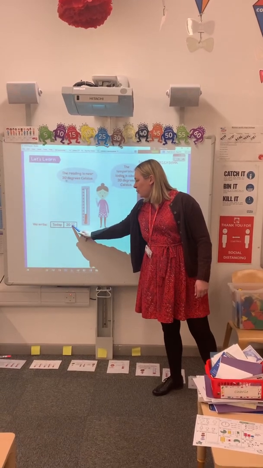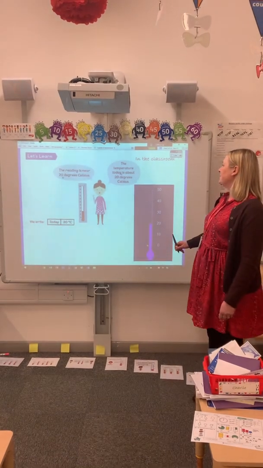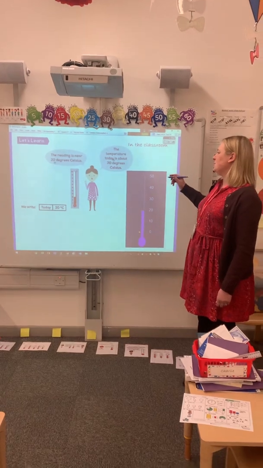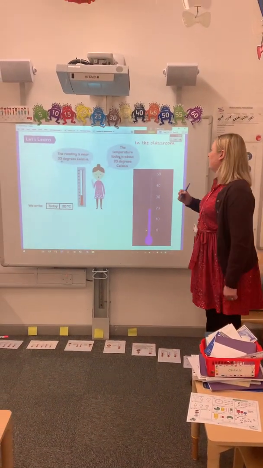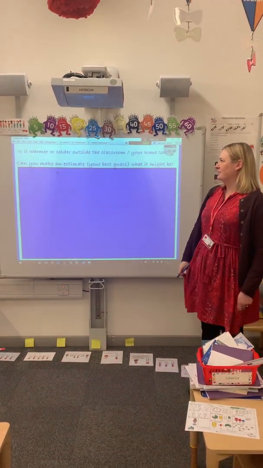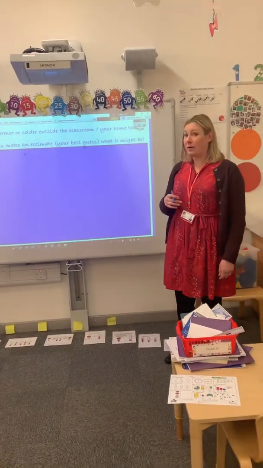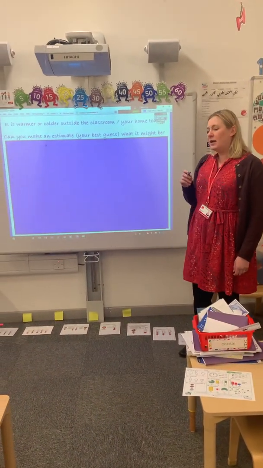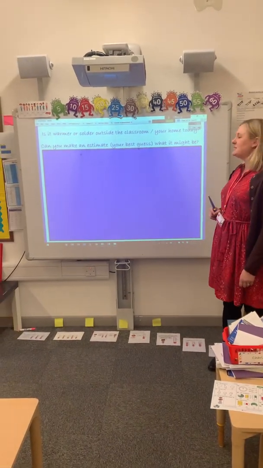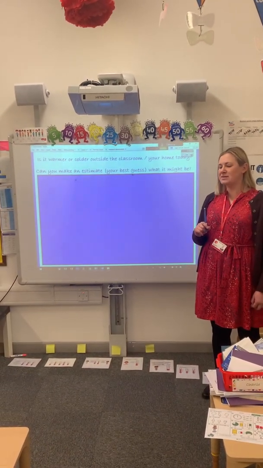And if you remember, we use that weird little symbol, that little zero, and the C which stands for Celsius. So in the classroom, it's a nice comfortable temperature of about 20 degrees. I don't need my coat on, and I don't need my woolly mittens. However, I want you to have a think about whether it's warmer or colder outside the classroom or outside of your home today. Can you also make an estimate, which is your best guess, your mathematical guess, as to what you think it might be outside today? Give a moment to think about that.